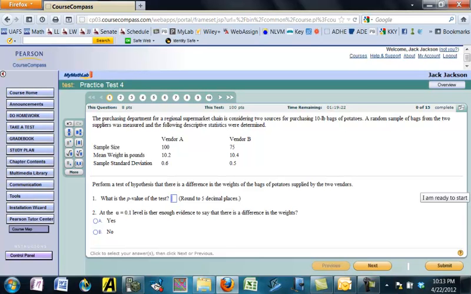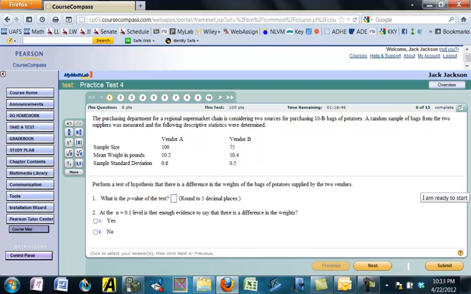Perform a test of hypothesis that there is a difference in weights of the bags of potatoes supplied by the two vendors. How do we measure the weights? Well, we'll be measuring them in terms of the mean weight. So we're testing a difference of means. That narrows us down to z-test or t-test. We do not know population standard deviations, so we have to use sample standard deviation. That makes it a t-test, and there are two samples here that are independent. So this is a two-sample t-test.